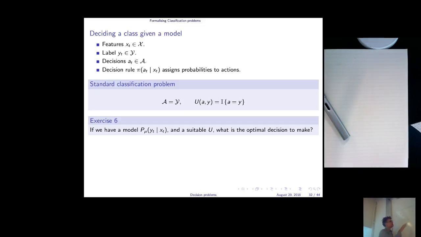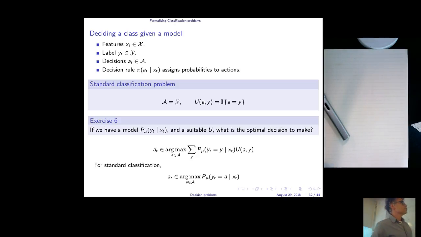So if you had a model that tells the probability of every y, and you have the utility function for different types of mistakes and correct decisions, then this is how you select the action. Now, what's the problem here? Well, we don't have this model normally.